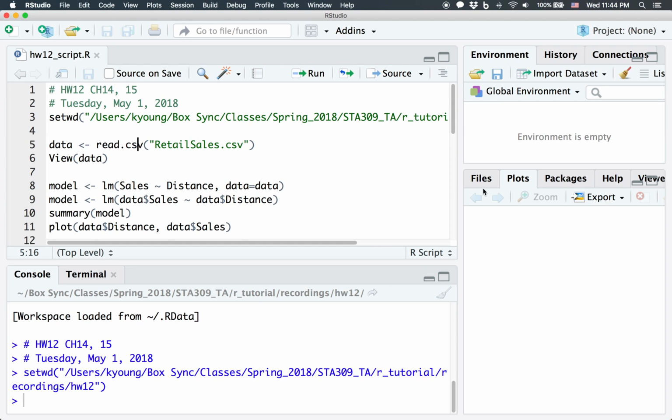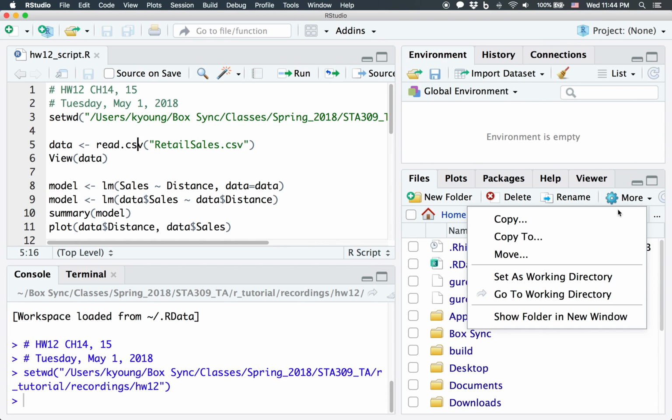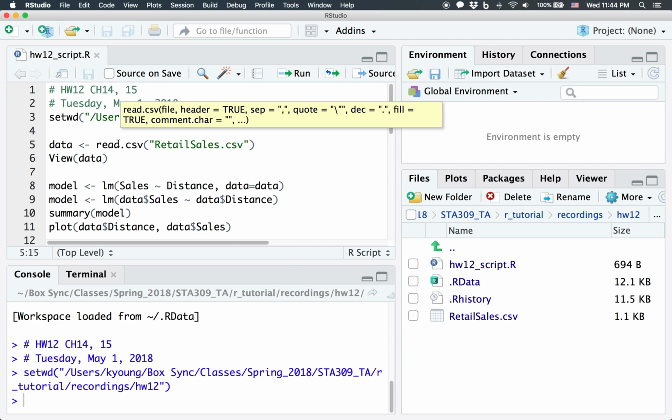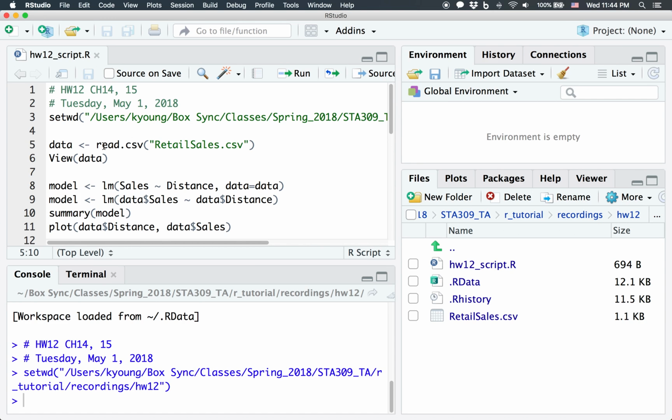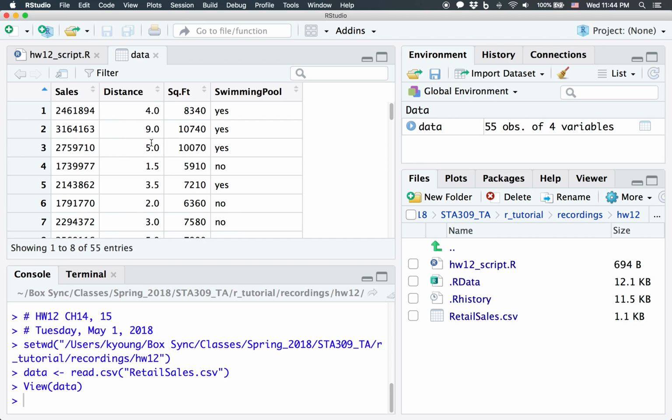In the working directory, you can go here, go to working directory. Okay, so you have the retail sales CSV file. So you read the CSV file as data, and then I'm just going to open up the data file by View(data). So you see these four variables: sales, distance, square feet, and swimming pool. For this session, we are not going to use the swimming pool here.